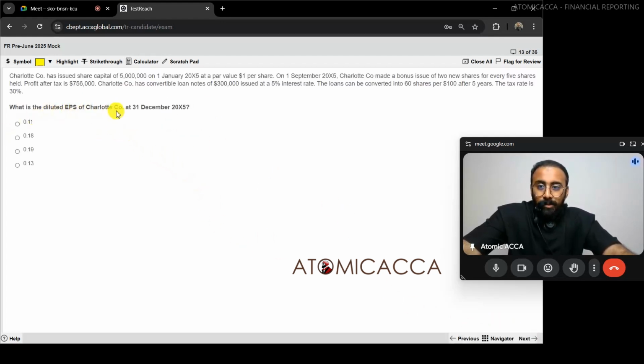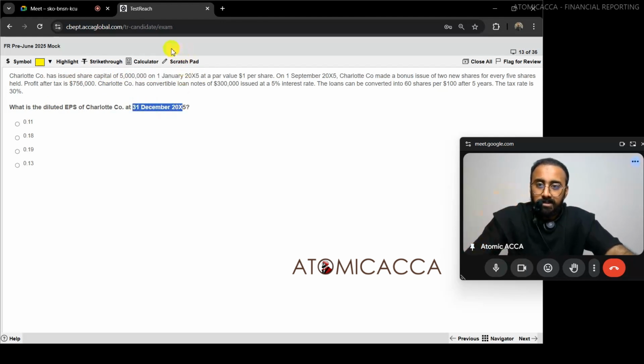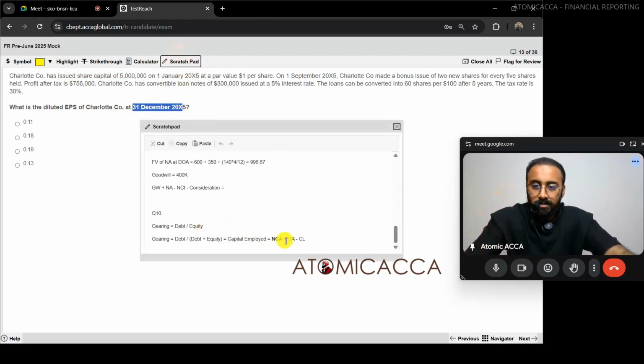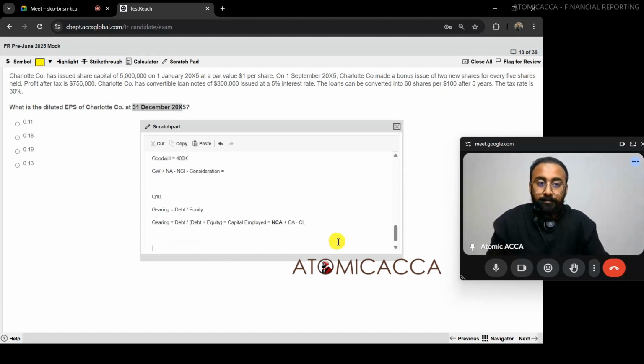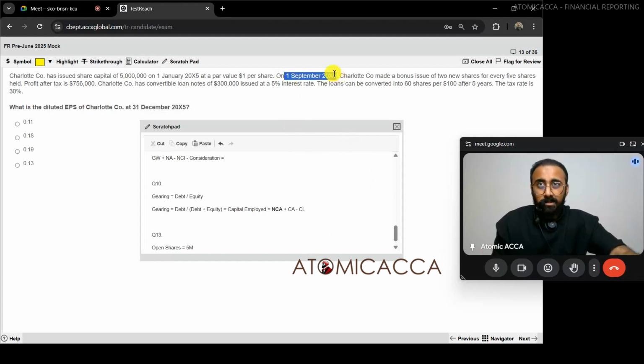Then what is the diluted EPS of Charlotte Company at 31st December X5? So EPS is part of IAS 33. Charlotte Company has issued share capital of 5 million on 1st Jan X5. Year ending is 31st December X5. So we'll just use question number 13. Opening shares is equal to 5 million. Okay, at par value on 1st September X5, that means 30th August.